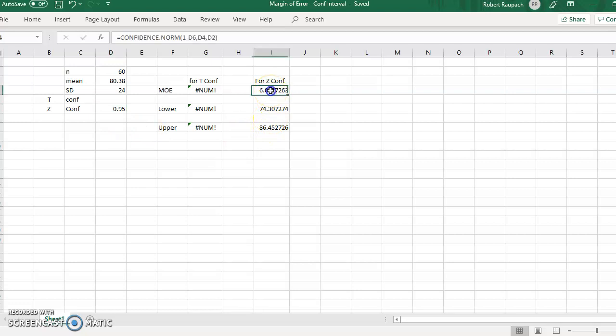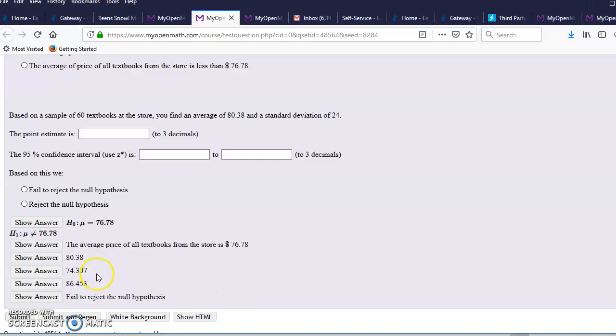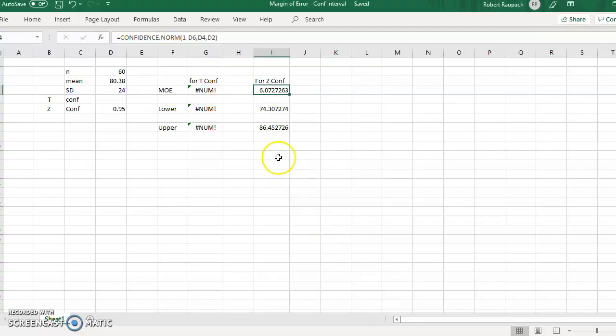And just so you know, the formula for the confidence interval for Z, which is the normal distribution, is right here. And I just said, okay, remember I told you 1 minus the confidence level is the alpha, that goes first. And then you go the standard deviation, 24, and then the sample size. So anyway, the margin of error, MOE, for the Z confidence is 6.07.